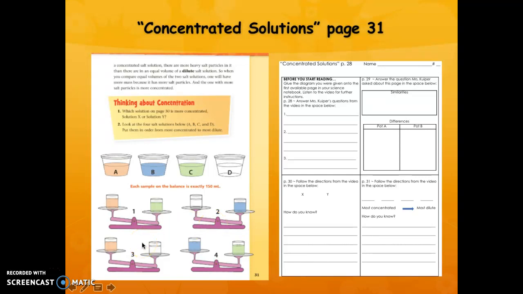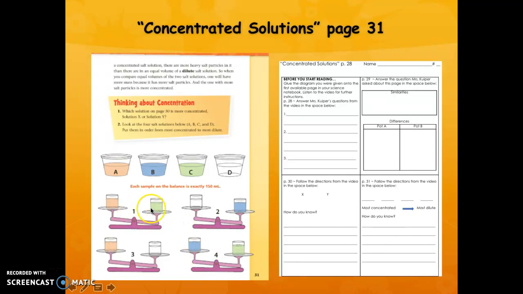Now look at step 3. They took A and D. One of those is more concentrated than the other. Then, in step 4, they took B and C and compared those two. And one of those is more concentrated than the other.